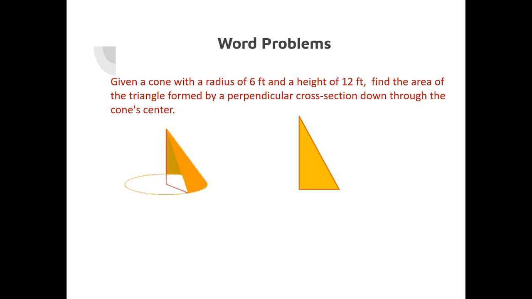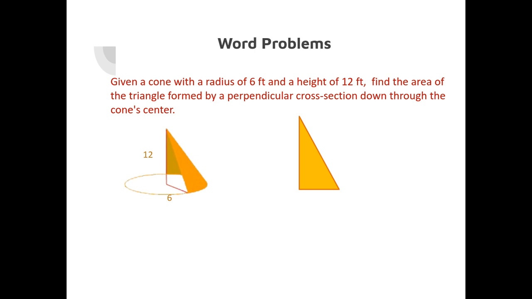Okay, here's another word problem for you. This time we're given a cone, and it has a radius of 6 and a height of 12. Okay, it wants us now to find the area of the triangle that's formed from the perpendicular cross section. So what we're showing here is I come down and I slice this cone perpendicular through that apex, and you can really see what I get. I get this triangle that's formed from the perpendicular cross section.